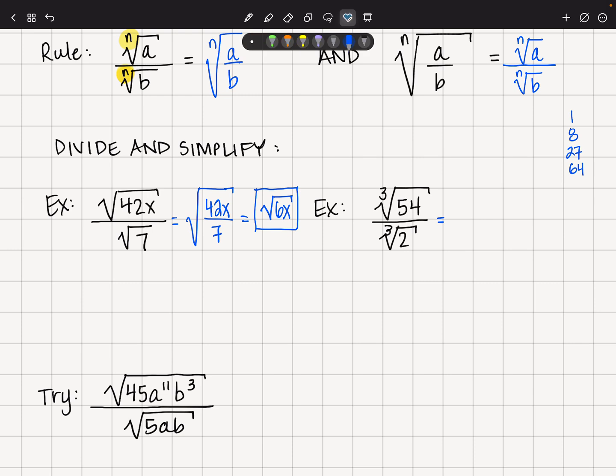However, 54 divided by 2 is going to create something very nice. It's going to create the cubed root of 27, because 54 divided by 2 is 27, and the cubed root of 27 is 3.